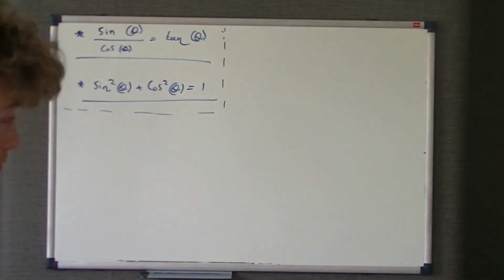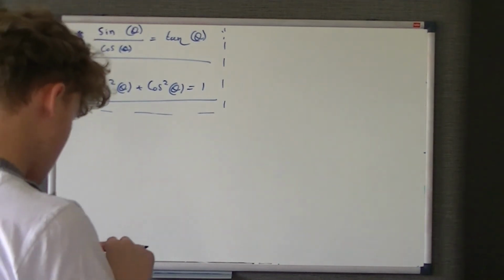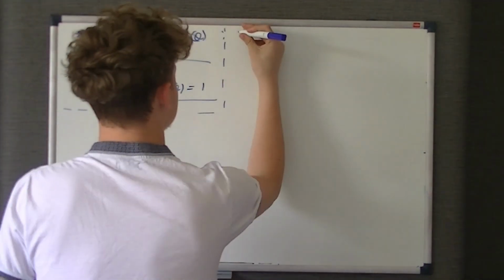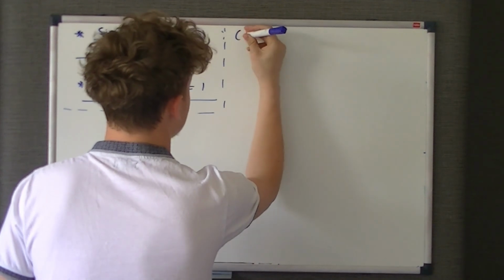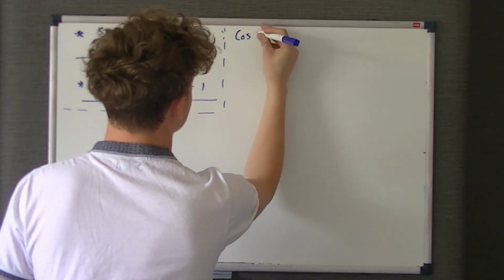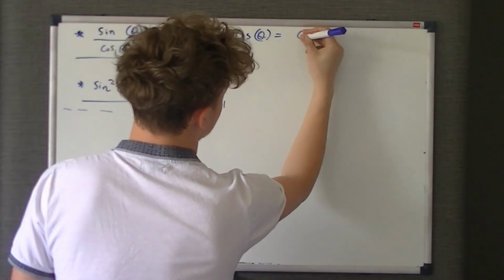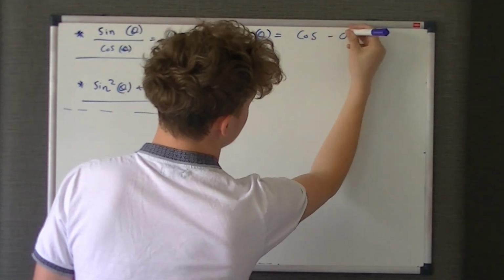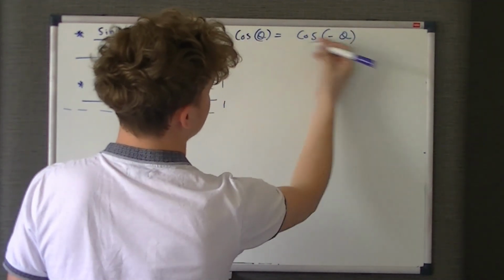So that's one thing. Another thing you might need to know, I'll just put it up here. This is a bit less relevant, still relevant. So cos theta equals cos minus theta. And that's the same for sine.